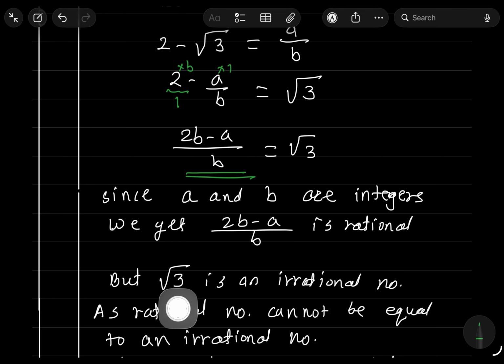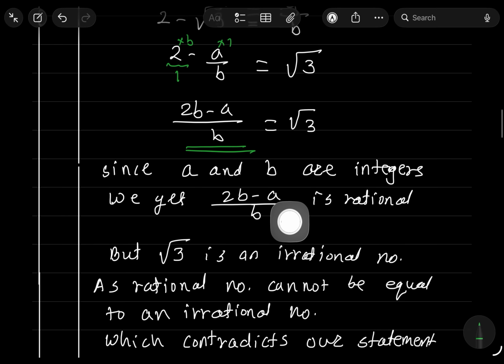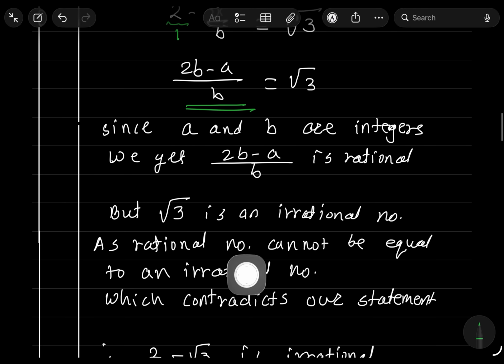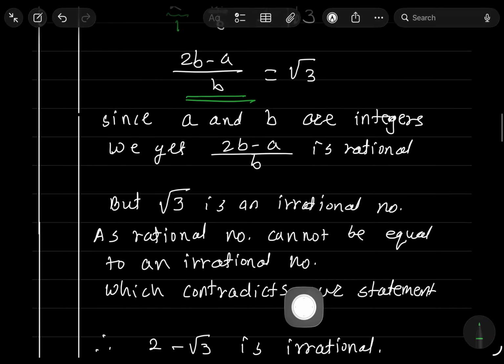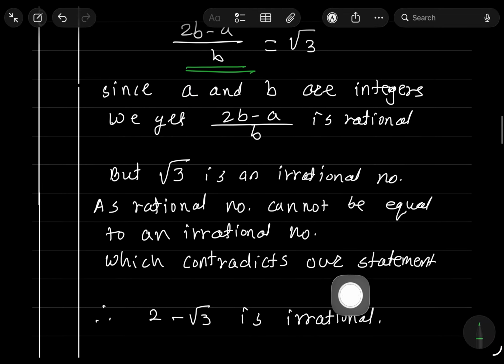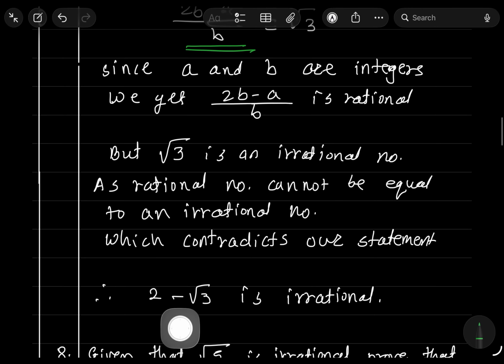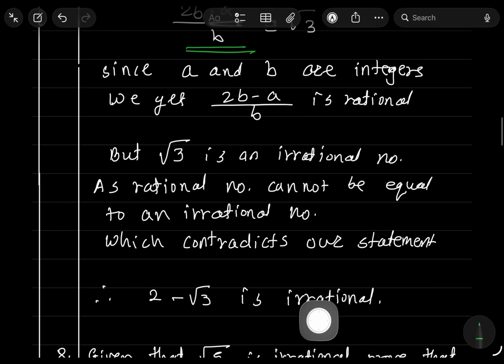But it is given that root 3 is an irrational number. In the problem only it is given. So equal to root 3 means this whole number is irrational. Understood here? See, 2b minus a upon b equal to root 3. So 2b minus a upon b is an irrational number. So 2 minus root 3 is an irrational number.